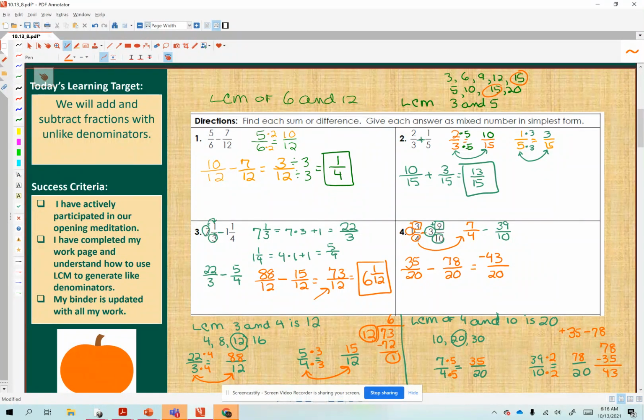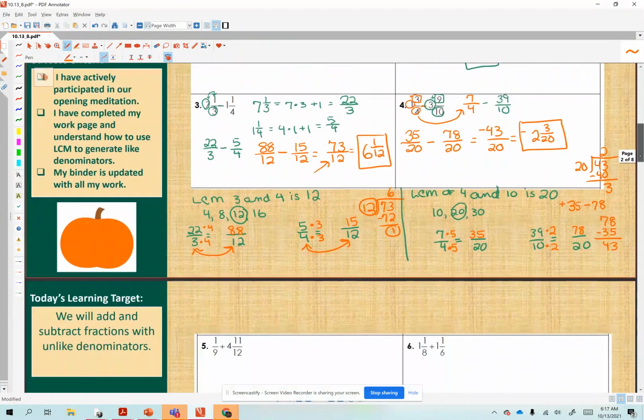43/20. Now we have here a numerator that is greater than the denominator. So what we will do is divide 43. Don't forget our answer will be negative. So 2 times 20 is 40 with 3 left over. So negative 43/20 is equivalent to a mixed number of negative 2 and 3/20. So let's move on to the next page.